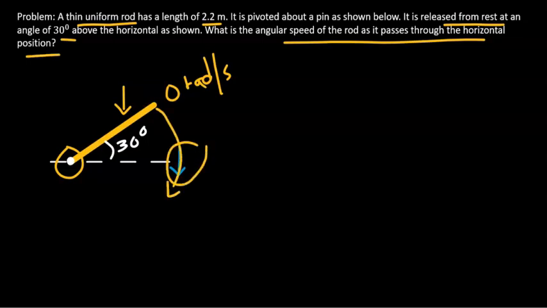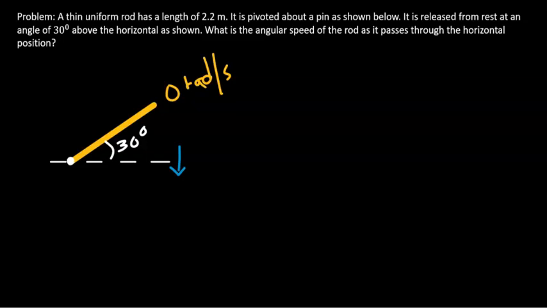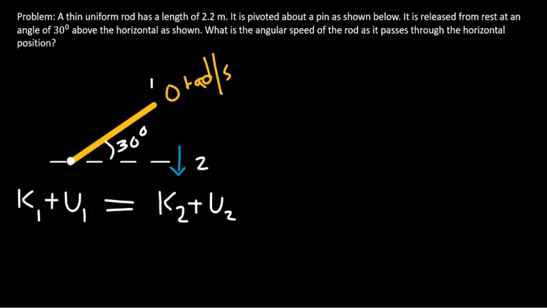What is the angular speed of the rod as it passes through the horizontal position, namely that position as it comes down like that? So we have to use the principle of conservation of energy here. So let's call the starting position, position 1, and this horizontal position, position 2. So the energy at position 1 is given by the kinetic energy K1 plus the gravitational potential energy U1. At position 2, the kinetic energy is K2 and the potential energy there is U2. According to the principle of conservation of mechanical energy, the sum must be conserved. The sum is the same.